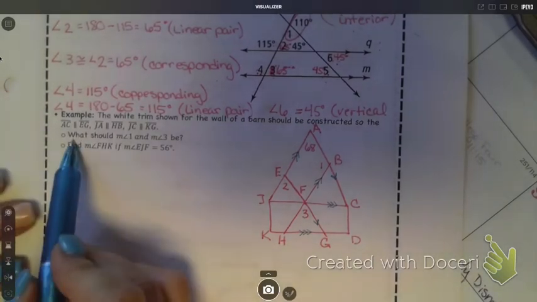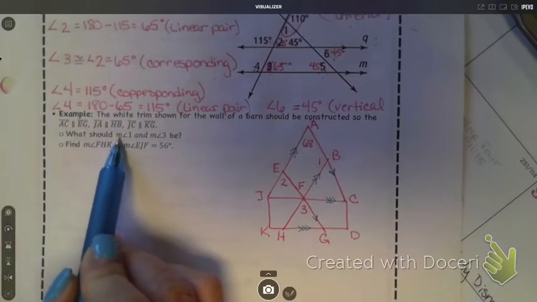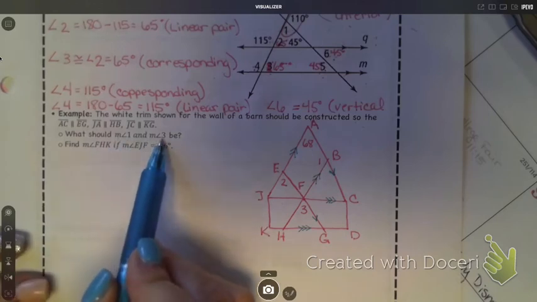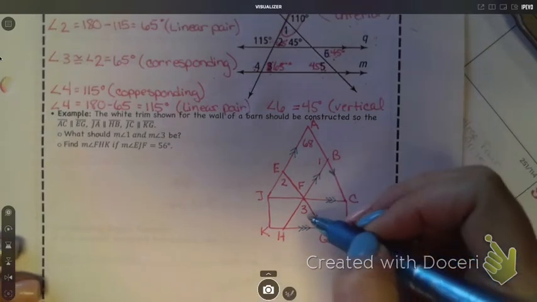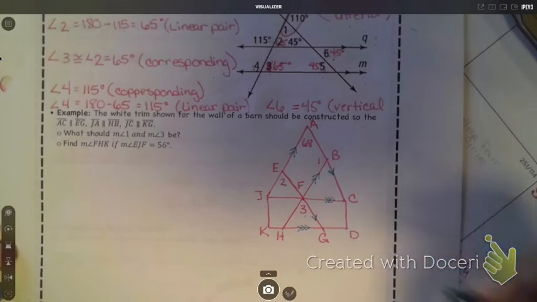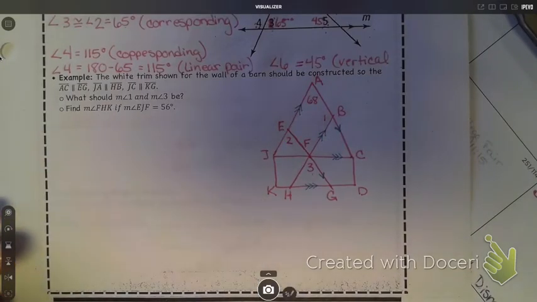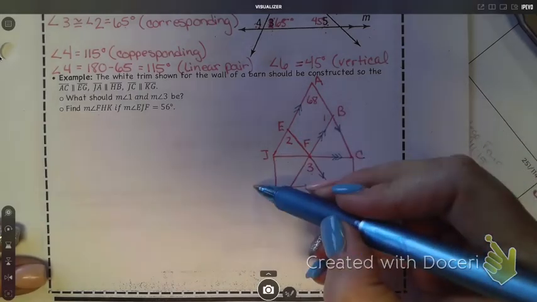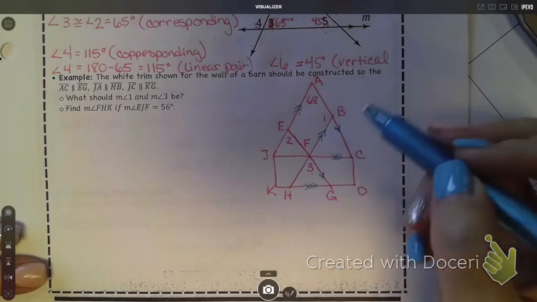Okay, so it says what should the measure, that's what M stands for, right? Of angle 1 and the measure of angle 3 be. So we have angle 1 and we have angle 3 that we have to work with. Nothing says we have to find them in that order, but that's what we have to do. Okay. Any ideas? Remember, this is a parallel line, right? And this is a parallel line. So that's a transversal.